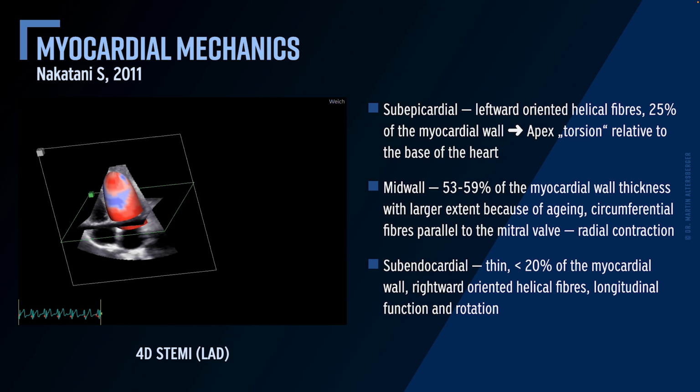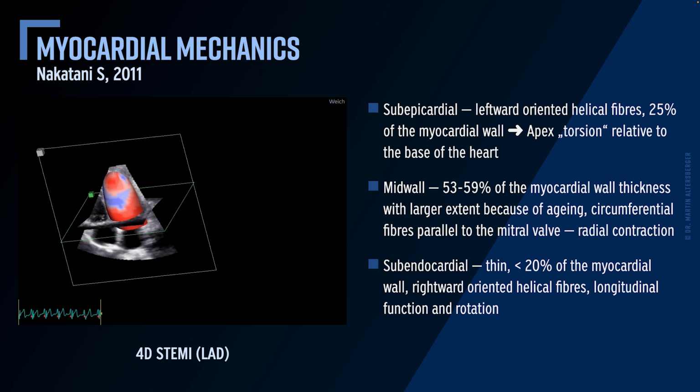Taking a step forward, when we have this subepicardial layer with the leftward oriented helical fibers, this creates approximately 25% of the myocardial wall. The apex has a torsion relative to the base of the heart. The midwall is rather prominent. It's made up of 59% of the myocardial wall thickness, which is contributed by these midwall fibers.